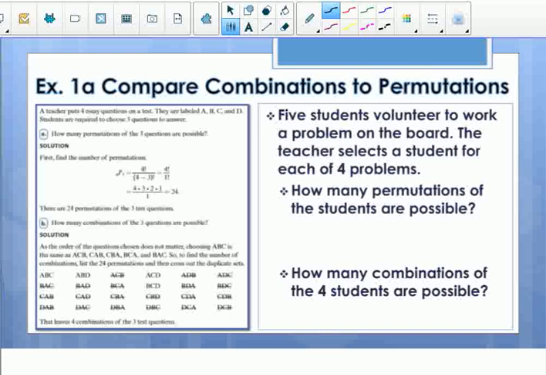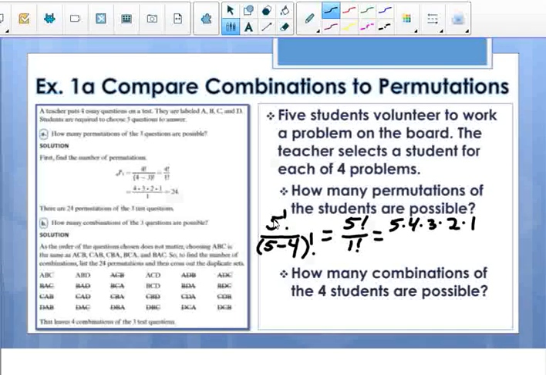Now, if we were to use the formula, there's a total of 5 students, so that'd be 5 factorial, and the denominator would be 5 minus 4 factorial, because the teacher's only choosing 4 students for the 4 problems. That really just makes it 5 factorial divided by 1 factorial. 5 times 4 is 20, 20 times 3 is 60, 60 times 2 is 120, 120 times 1. This would mean there's 120 possibilities that the teacher could assign students for solving. So order does matter here. So 120 different orders of students.